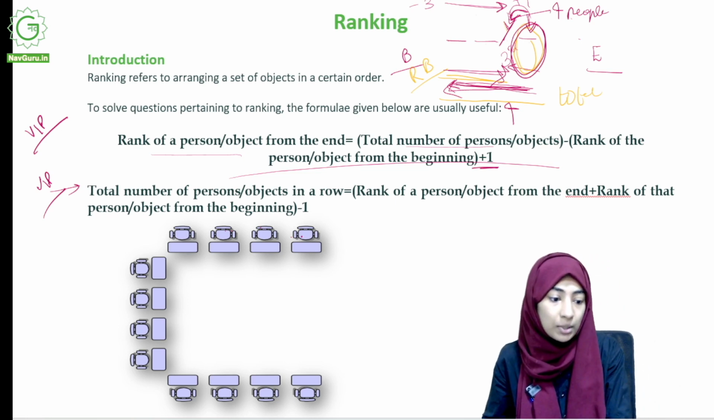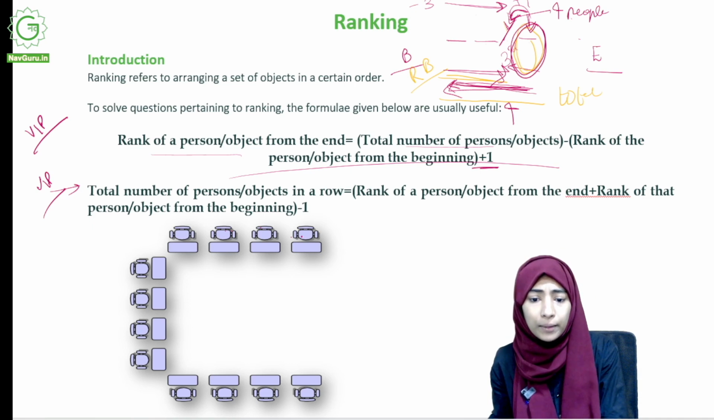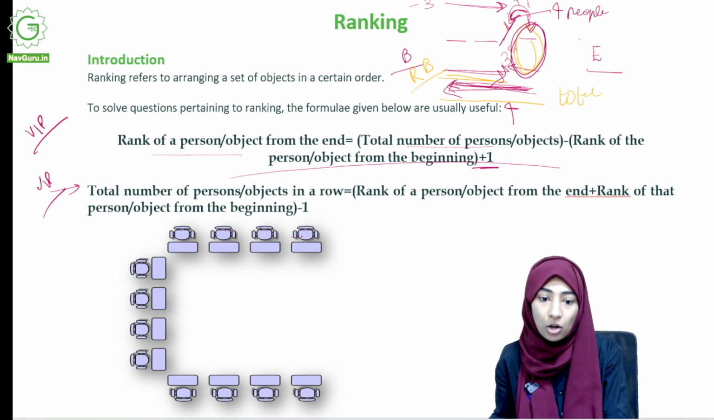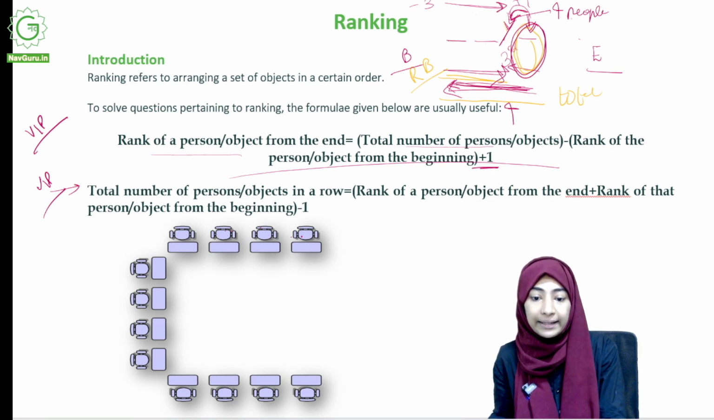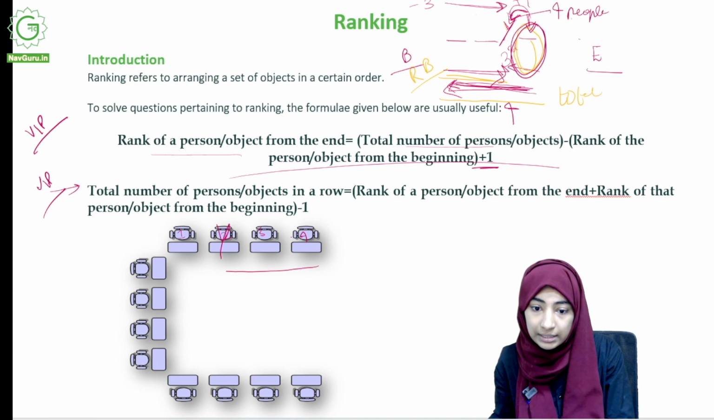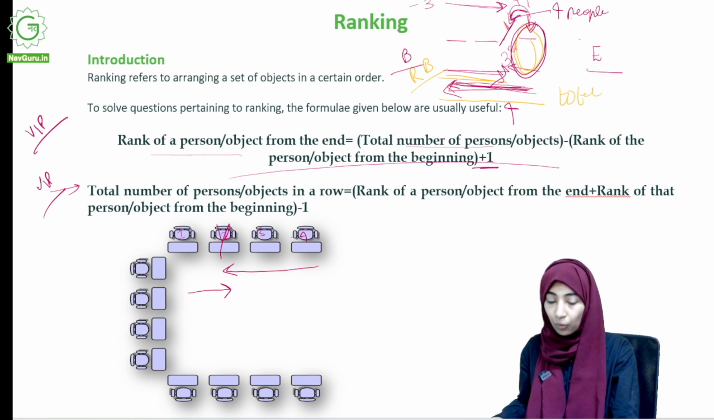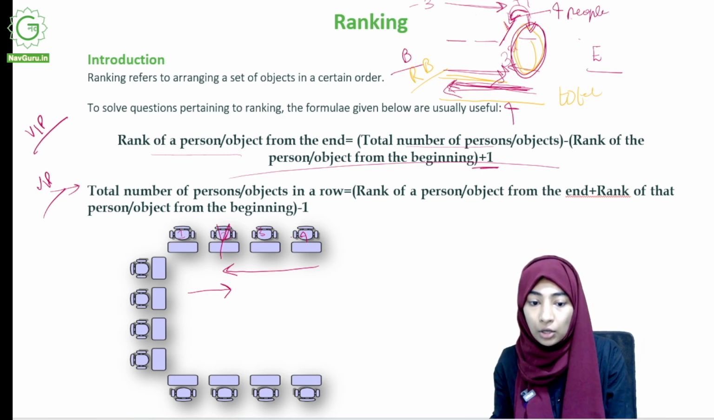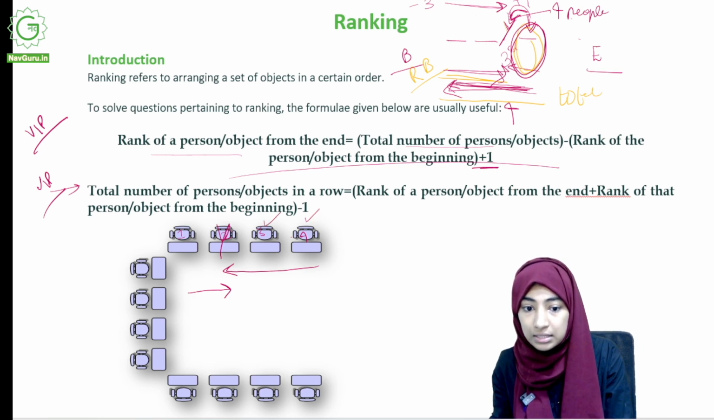And similarly for this one also, I'll explain. Total number of persons or objects in a row. How do you get this? So you have 1 2 3 4. Let us say you are standing here. You take your rank from the end, that is this, you go from here to here, plus your rank from the beginning, that is this. You go from here to here. Now, what happens when you do this? Your rank from the end, you count this, this, this.